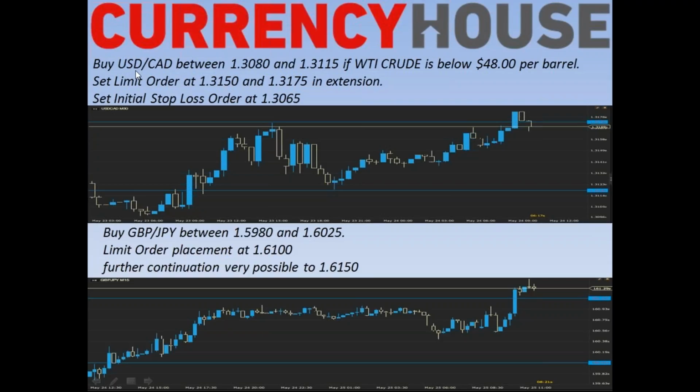You can see the first one here was buy USD CAD. Buy means obviously to go long, as you guys will remember, between these two points if crude is below $48 a barrel. Well, it was below $40 a barrel at that time. Set initial stop loss and the take profits at those levels.